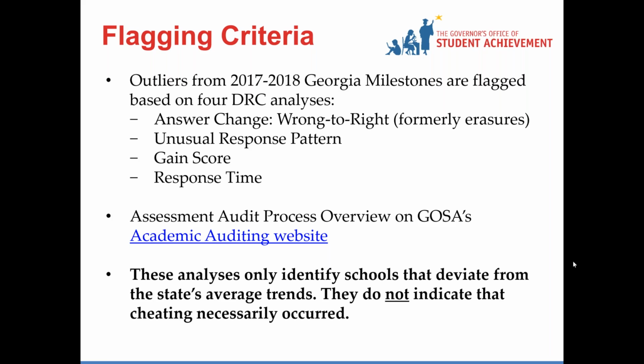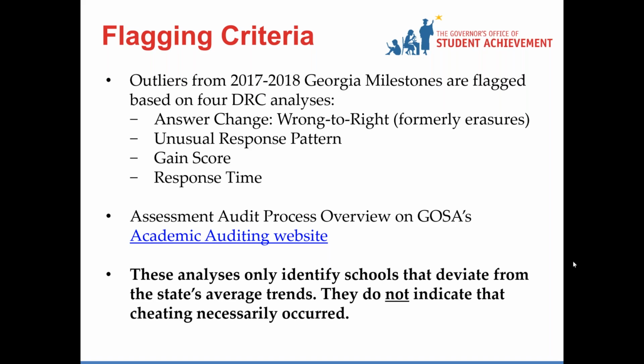We'll talk more specifically now about this year's process. This process has changed a bit from previous years, which you've probably noticed if you've participated in the assessment audit before. We identify schools to participate in the assessment audit based on data from the 2017-2018 Georgia Milestones, which is mostly spring testing, but it also includes winter and summer end of course Milestones tests. We use this data from the Data Recognition Corporation, which is Georgia's testing vendor for Georgia Milestones. And we have 4 possible flags.